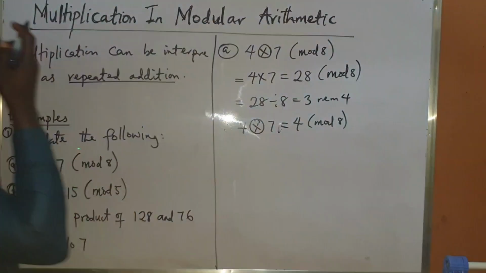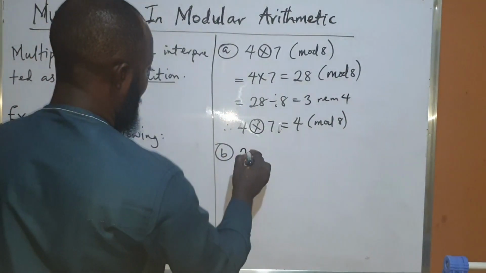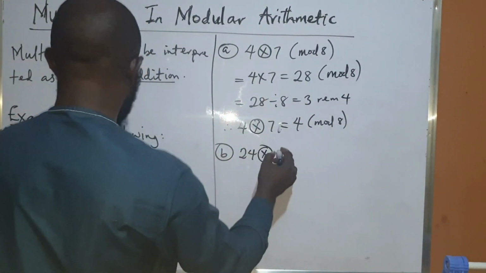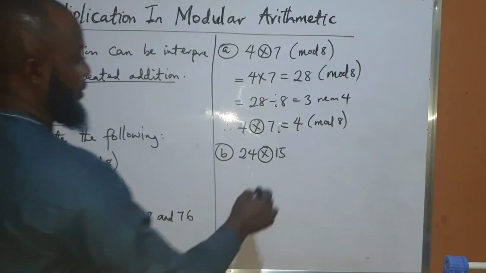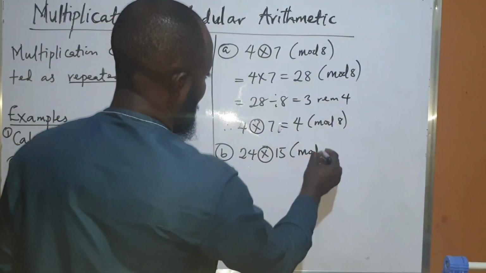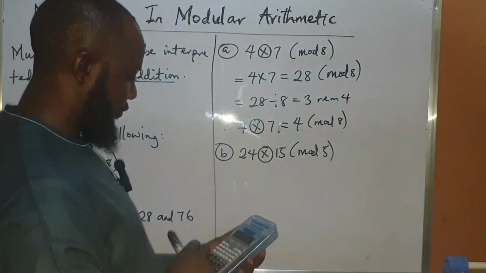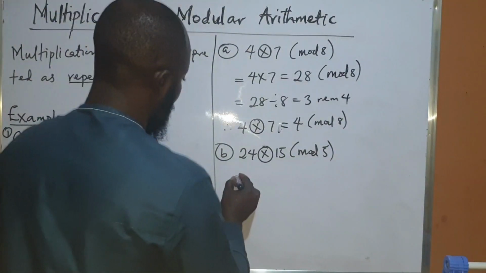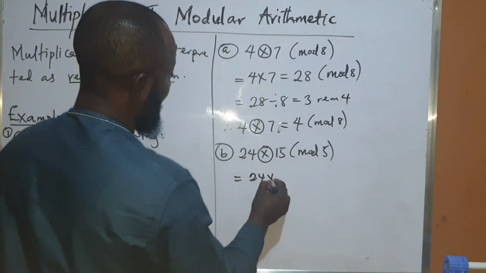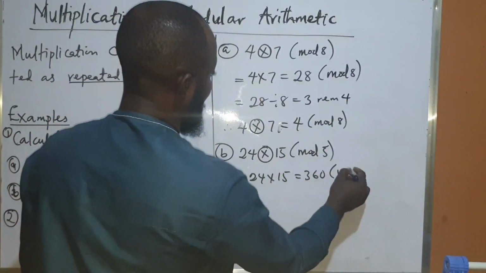Then the second part, B, is the same thing. So 24 multiplied by 15 in mod 5. The first thing we do is to multiply 24 by 15. So using our calculator, we have 24 multiplied by 15, and that gives 360. So that means 24 multiplied by 15 is 360, in mod 5.